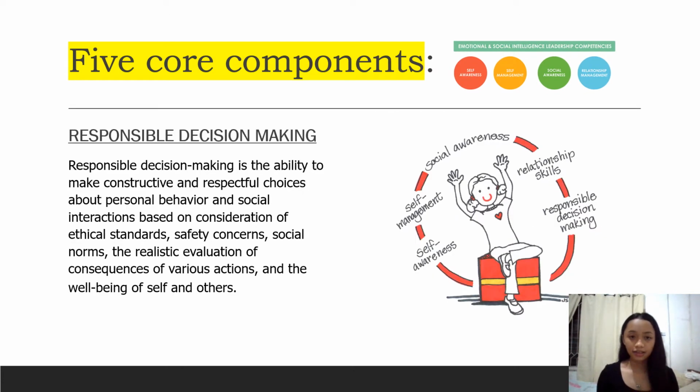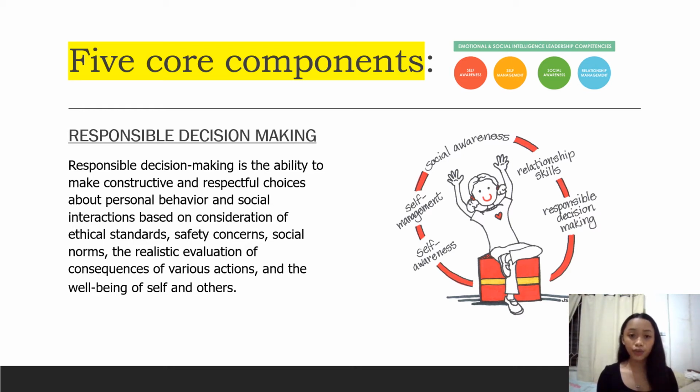And lastly, responsible decision making. So, responsible decision making is the ability to make constructive and respectful choices about personal behavior and social interaction based on consideration of ethical standards, safety concerns, social norms, and realistic evaluation of consequences of various actions and the well-being of self and others. So, being responsible in making decisions is thinking forward of the consequences.